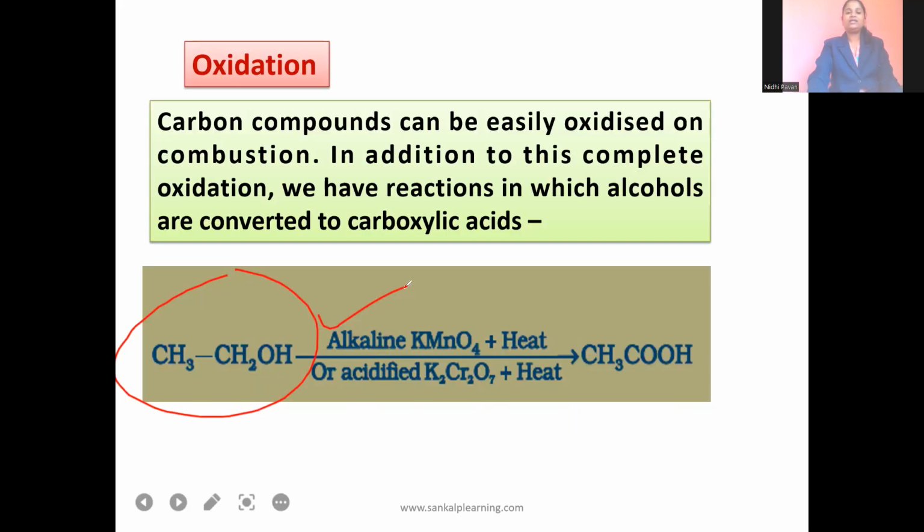So here, the catalyst, what I said, catalysts are the substances, guys, which help in the reaction and take part in a reaction, but don't intermix in it. They help a reaction to carry on. Such a reaction where oxygen has been added is called an oxidation reaction. So carbon compounds can be easily oxidized.